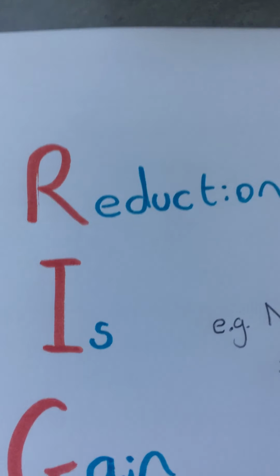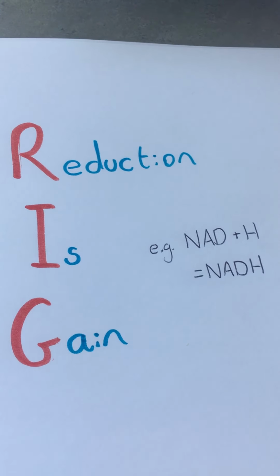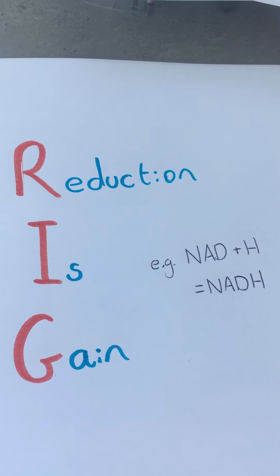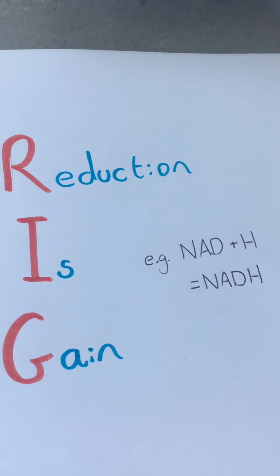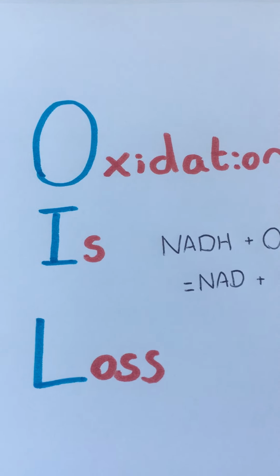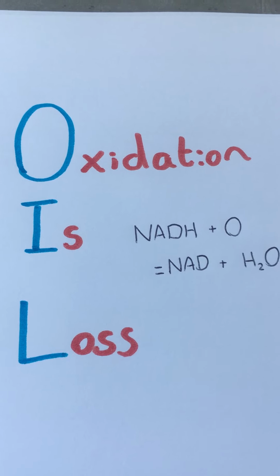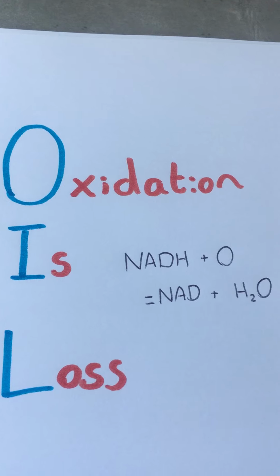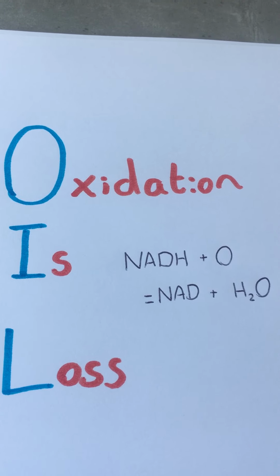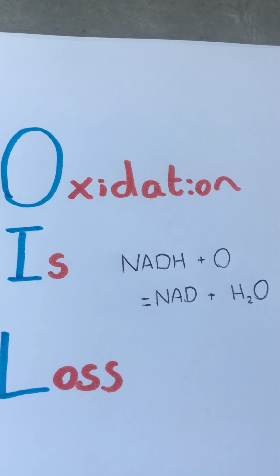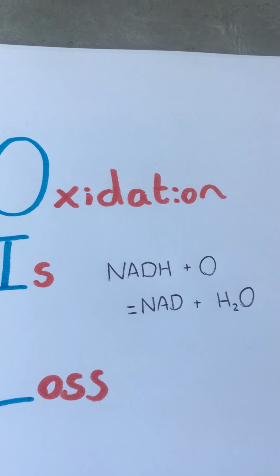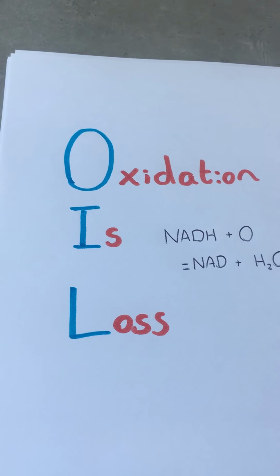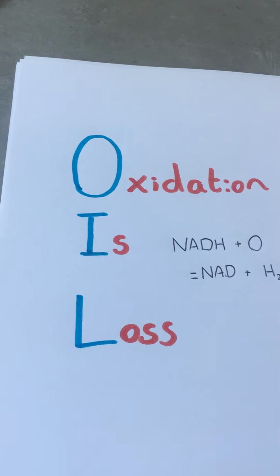Reduction is the gain of an electron. So NAD plus H is NADH. NAD is reduced to NADH. If we had the opposite reaction, losing an electron, that becomes oxidation. Oxidation is loss. So when NADH is added to oxygen, it is oxidized to NAD, whereas the oxygen picks up the hydrogen and becomes H2O. So oxidation is loss, reduction is gain. Oil rig.